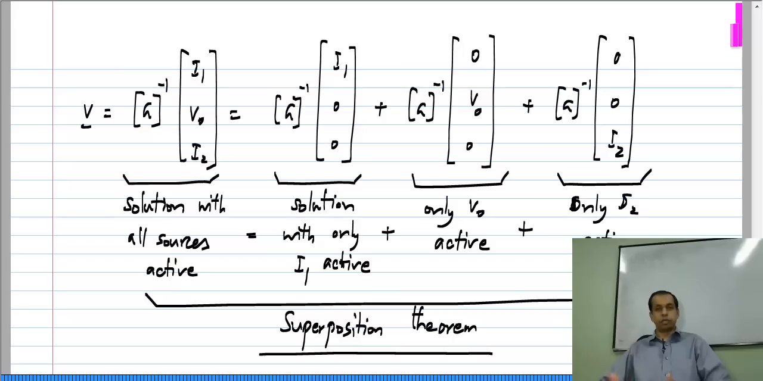And of course, you can also show the same proof using mesh analysis. It is not the analysis method that is important here, it is the linearity of the resulting equations which govern the circuit. So, if we have independent sources and linear components in our circuit, we can always represent the equations as a set of terms which are linear in the variables being equal to some terms which are a combination of the independent sources. And because these equations are linear, you have this property of superposition.